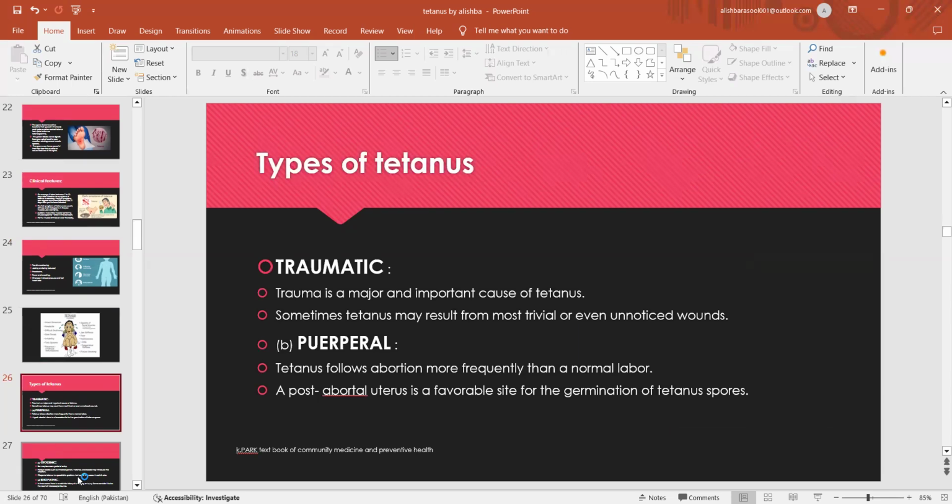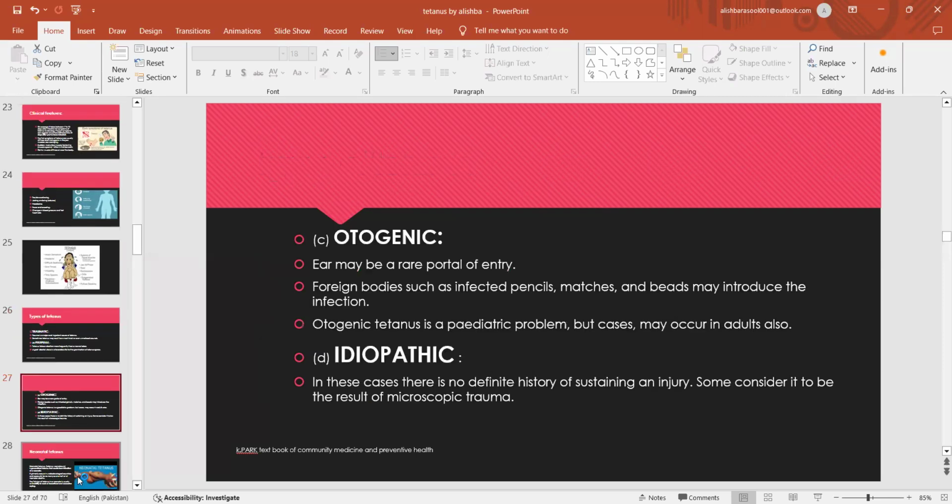Traumatic tetanus is a major and important cause of tetanus. Sometimes tetanus may result from most trivial or even unnoticed wounds. Puerperal tetanus follows abortion more frequently than a normal labor. A post-abortal uterus is a favorable site for the germination of the tetanus spores.